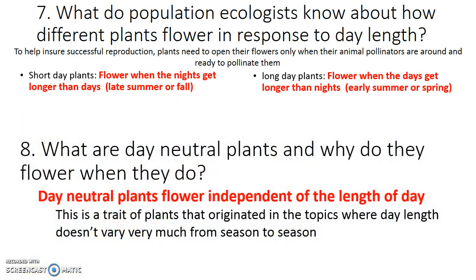There is a third type of plant, and it's called a day-neutral plant. These flower, as the name would imply, any time really of year. It doesn't matter. And these usually are properties of tropical plants whose daylights and seasons don't vary very much.